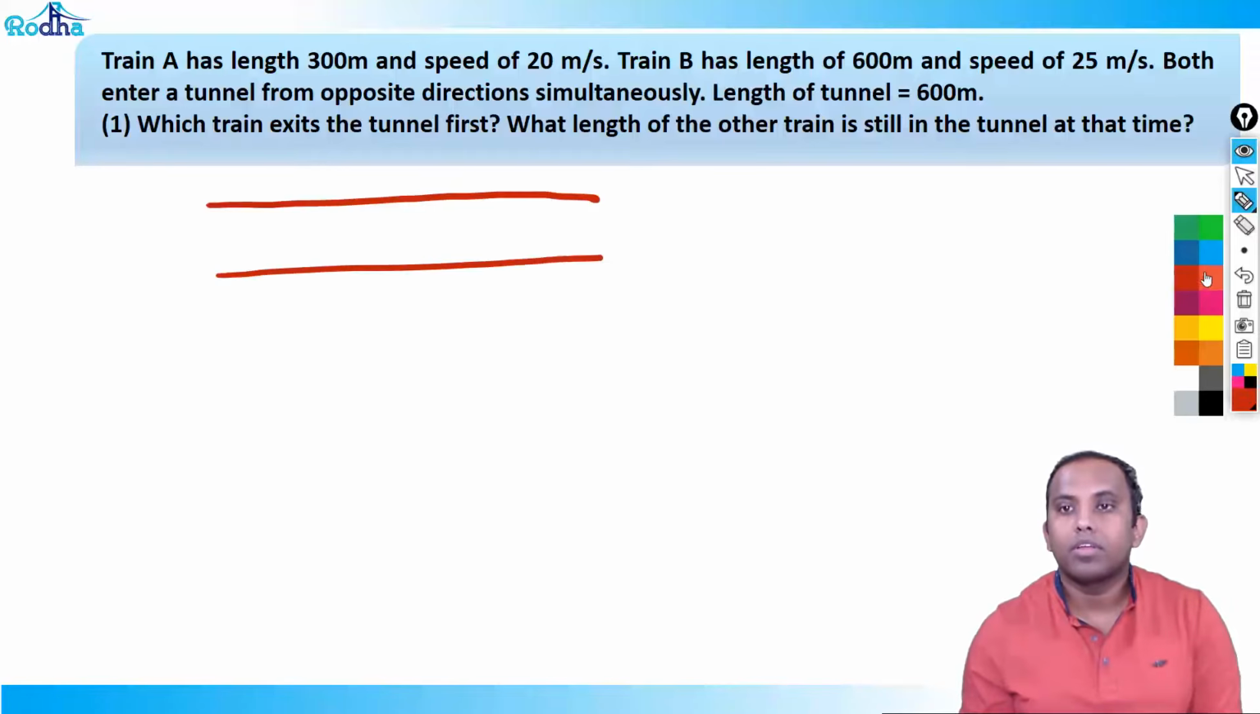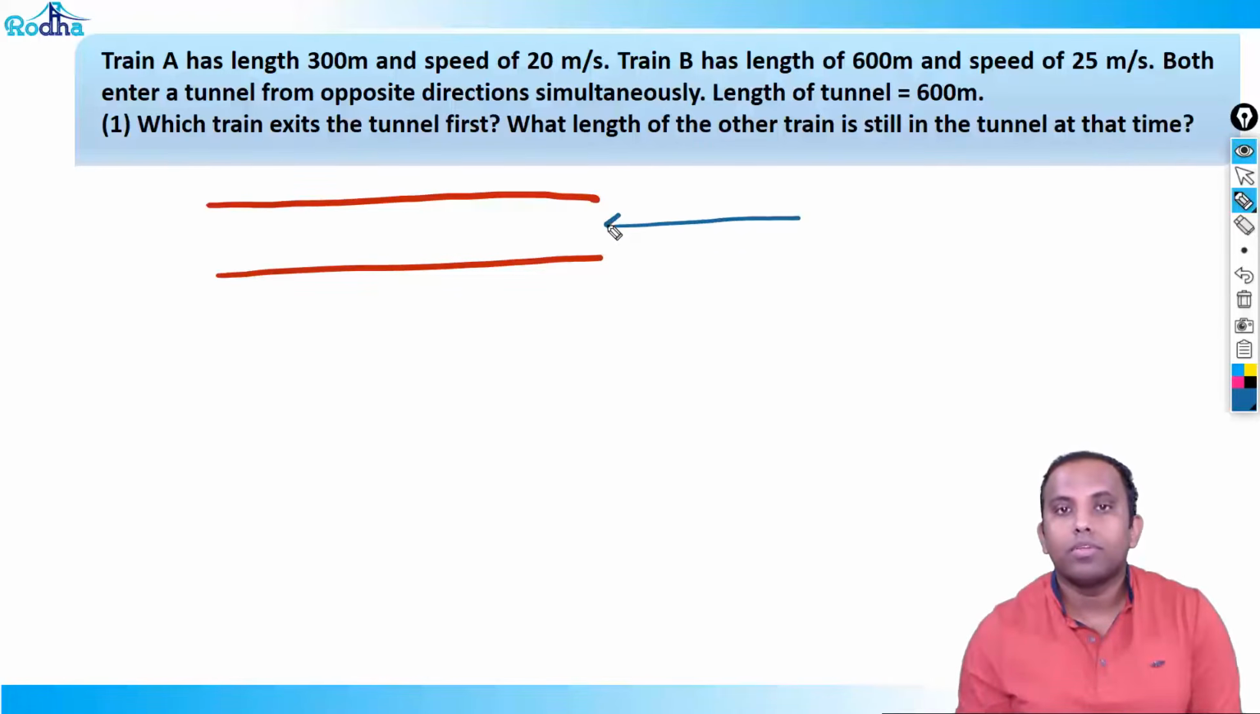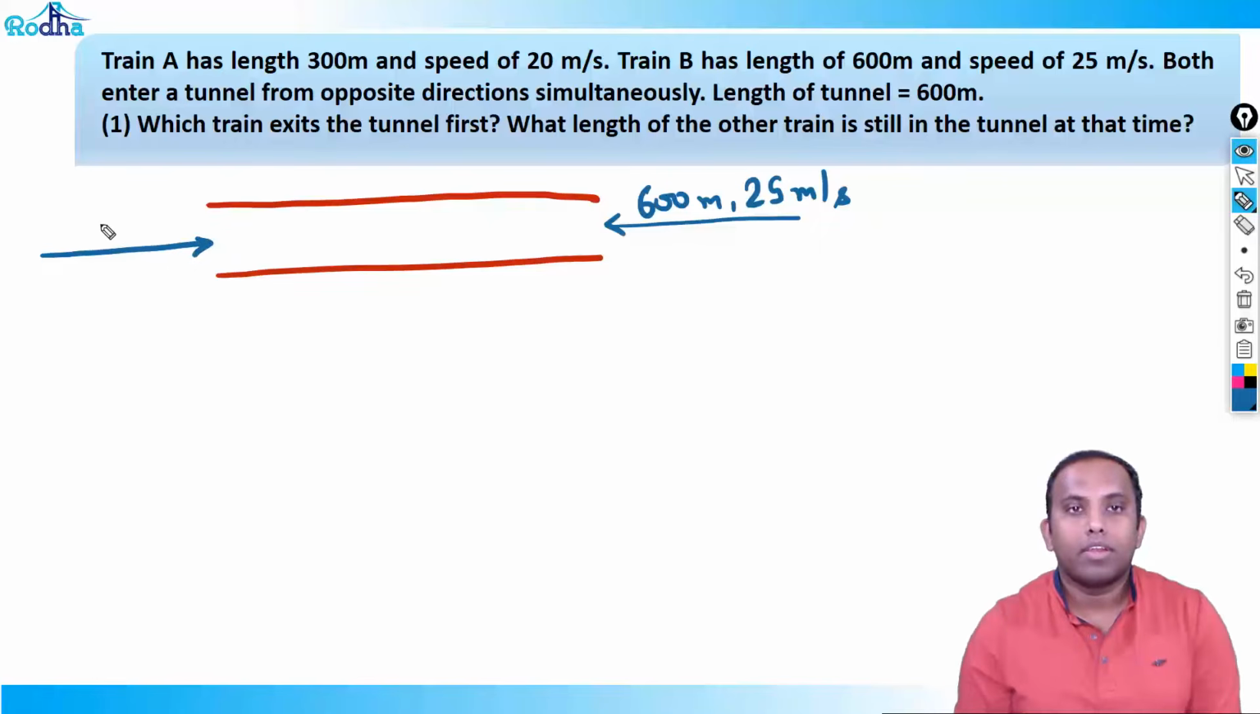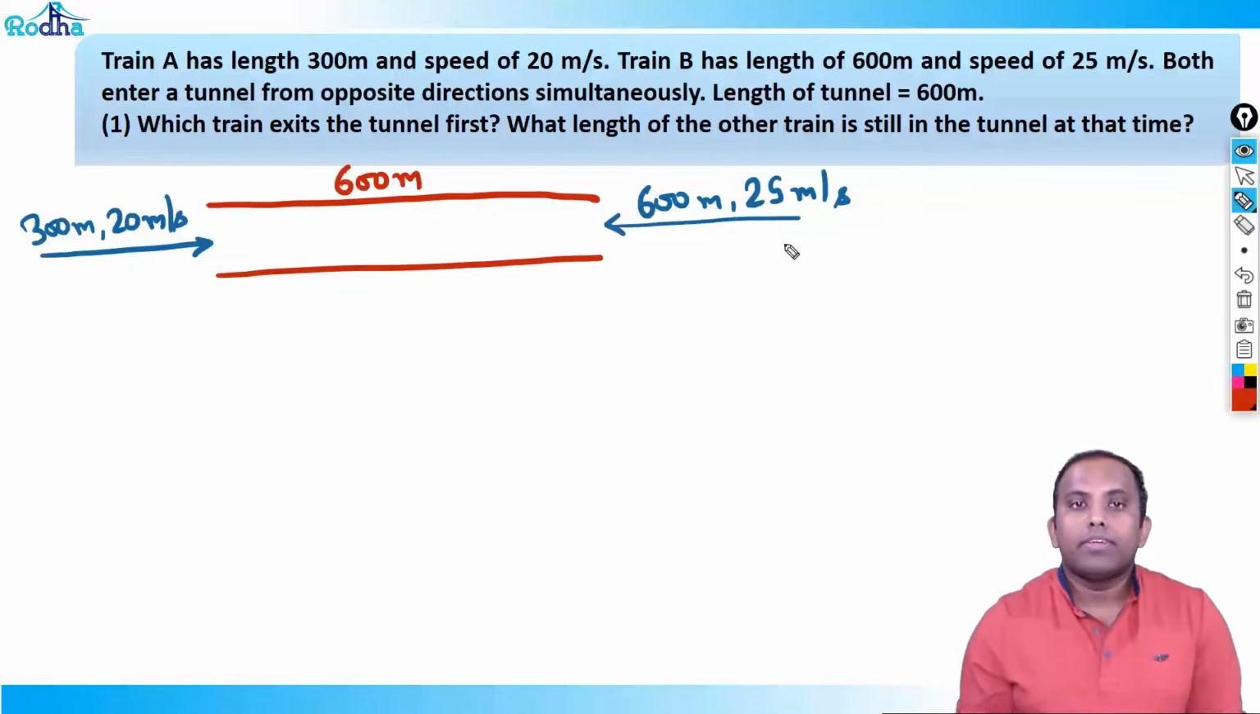So tunnel here. This is the train entering from this side, and this train is of length 600 meters with a speed of 25 meters per second. Another train is entering from this side. Its length is 300 meters and it is running at the speed of 20 meters per second, and length of tunnel is 600 meters. So question is, which train exits the tunnel first?